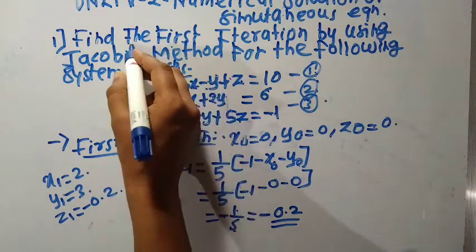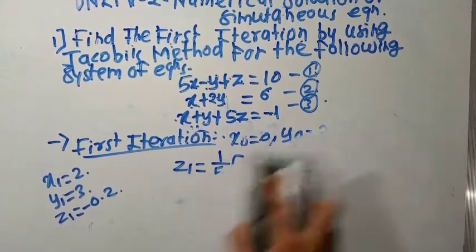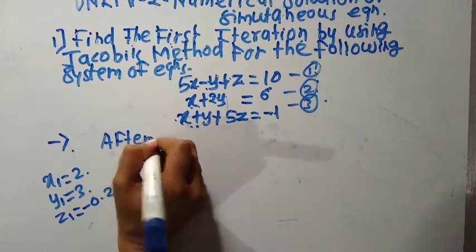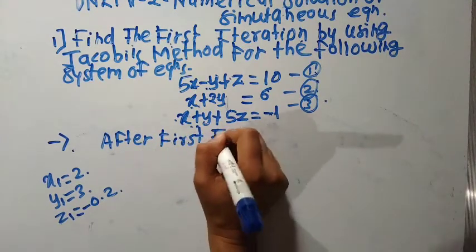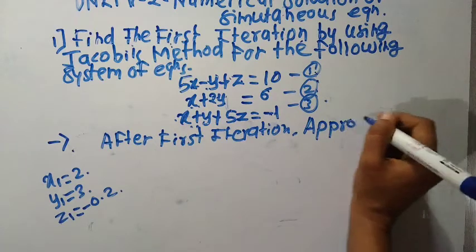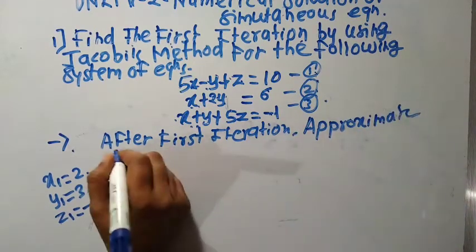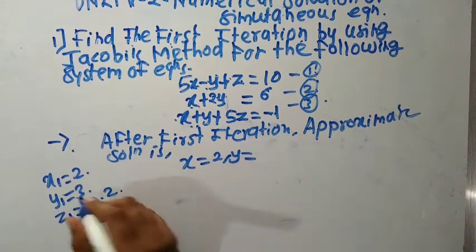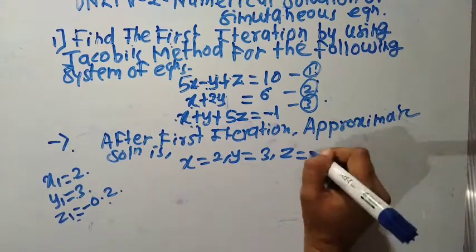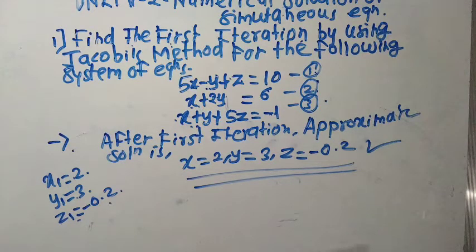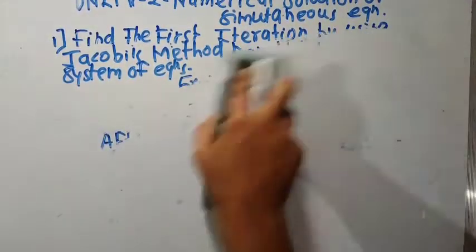Hence here only find the first iteration. So in the first iteration we find out, after first iteration, approximate solution is x is equal to 2, y is equal to 3 and z is equal to minus 0.2. These are the solution by using Gauss-Jacobi method or Jacobi iteration method. Then we give the second example.